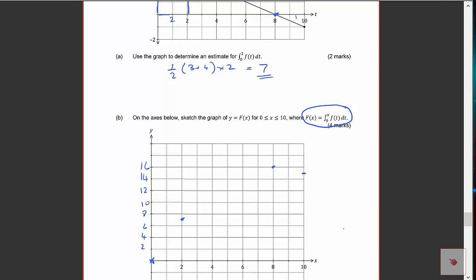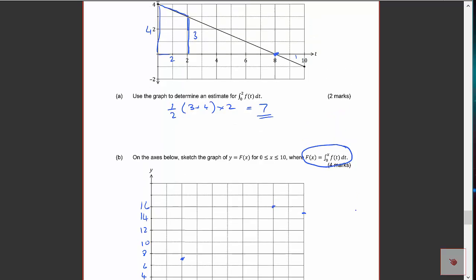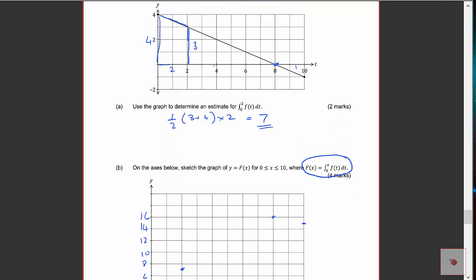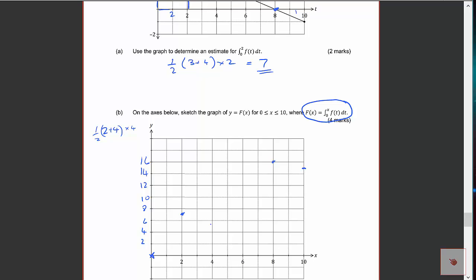So let's look at when it's 4. So the parallel sides then would be 2 plus 4, and the distance between them would be 4, half of that. So that's going to be 6, 3 times 4, which is 12.